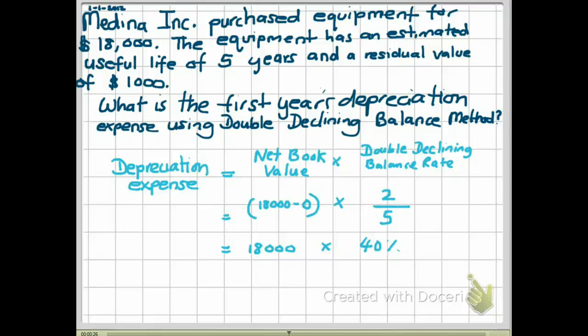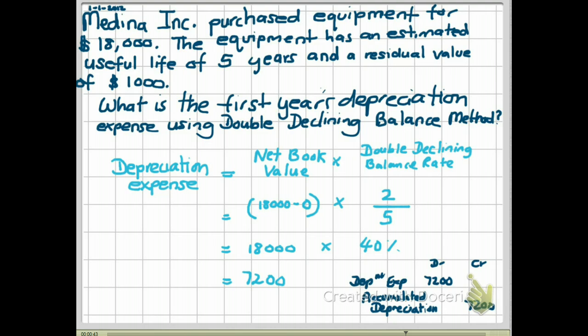Remember, you're going to use this rate over the entire 5 years of the asset's useful life, which means your depreciation expense for the current year is $7,200. Let's do a journal entry for this. What you're going to do is debit depreciation expense for $7,200, and credit accumulated depreciation for $7,200.